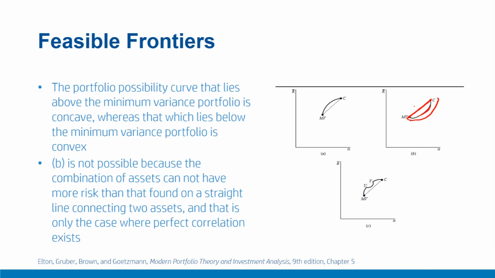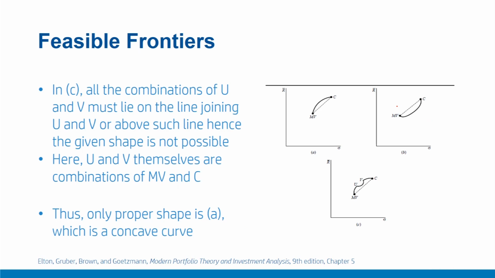And therefore, in that case, the points on the convex curve will have more risk or higher standard deviation than the straight line. But we already know that the straight line joining MV and C corresponds to the highest risk, which is correlation equal to 1, and hence it is not possible. What about figure C? Please note, again, our reasoning remains the same.